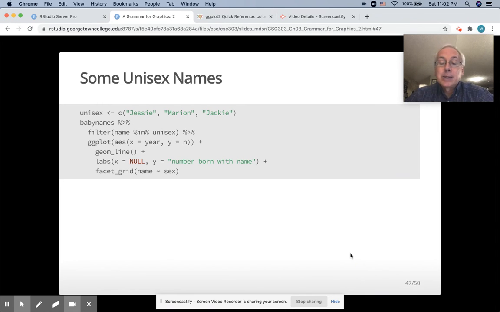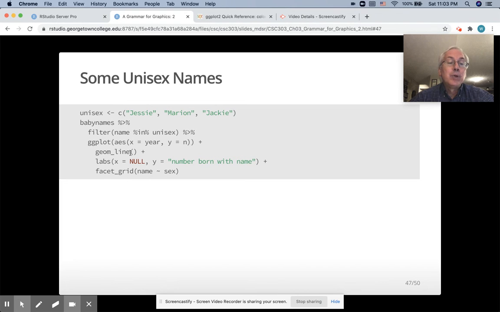The last thing we're going to do in this slideshow is compare some names that have been given to both men and women over the years, and compare their relative rates of being bestowed upon children over this time frame. And so unisex is going to be just the list of names: Jesse, Marion, and Jackie. These are three names that have been given to both men and women historically. And then we're going to filter baby names down by looking for only the rows in that data set that have one of those three names in it.